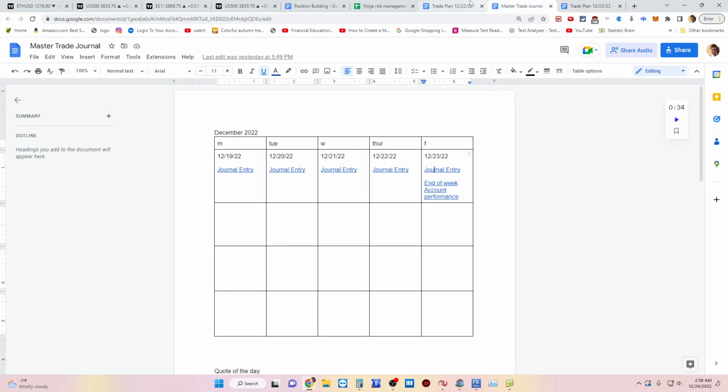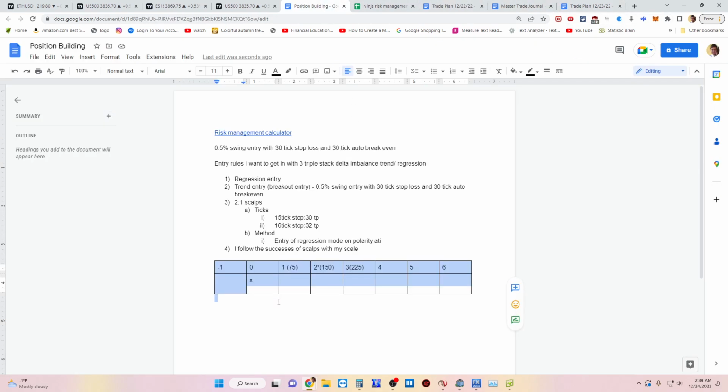So that's kind of just how I play it. I play it to where the game's already levered, and the whole idea is you're trying to get it to where you can trade your profits for a more levered instrument, for a quick scalp, or even a runner, and then getting the runner to break even. So step 5, follow the successes of my scalps with my scale.